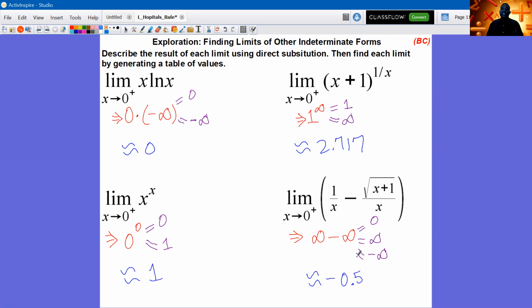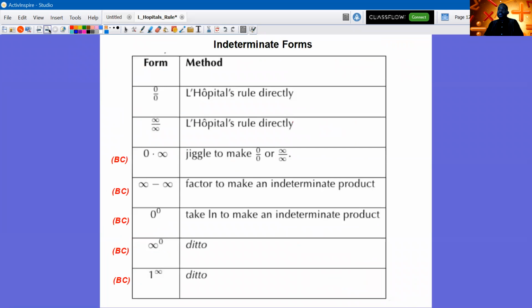So the whole point of this exploration is to discover these new indeterminate forms and talk about how we're going to be able to deal with these indeterminate forms and how it relates to L'Hopital's rule. So on this page, we have several indeterminate forms. So we already know about the first two, 0 over 0 or infinity over infinity. If we get one of these, we can use L'Hopital's rule directly.